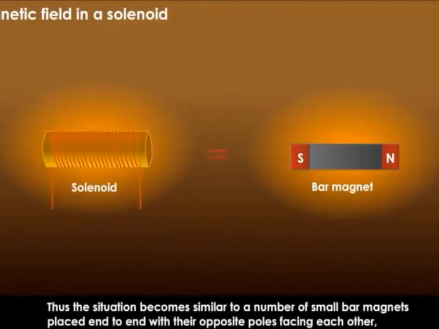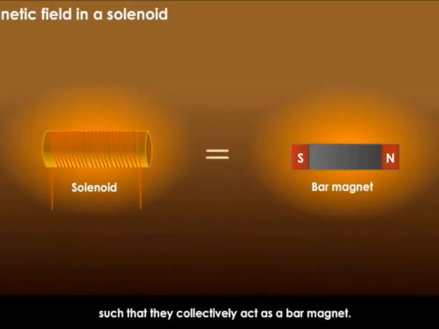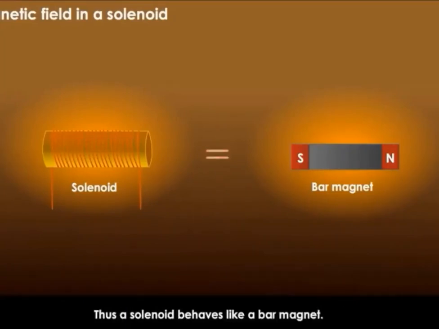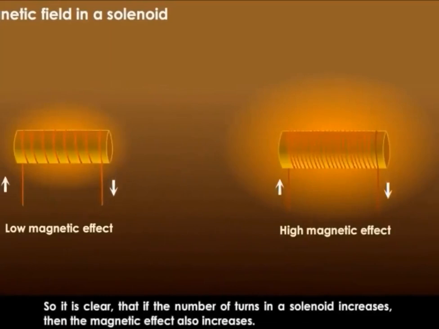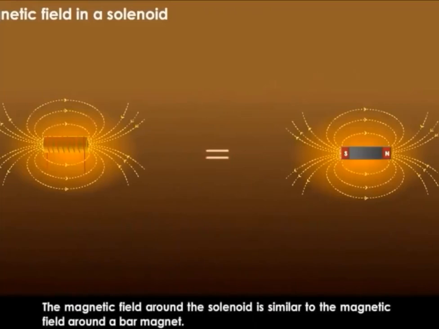Thus, the situation becomes similar to a number of small bar magnets placed end to end with their opposite poles facing each other, such that they collectively act as a bar magnet. Thus, a solenoid behaves like a bar magnet. So it is clear that if the number of turns in a solenoid increases, then the magnetic effect also increases. The magnetic field around the solenoid is similar to the magnetic field around a bar magnet.